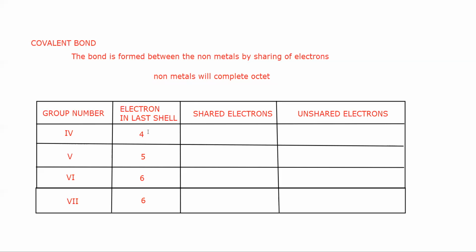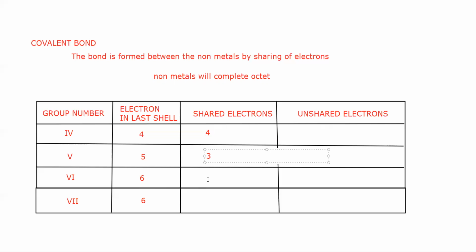So if there are 4 electrons in the last shell, how many does it need to complete the octet? It requires 4 electrons to complete the octet. So the number of electrons which it will share is equal to 4. Same thing, out of 5, how many will it share to complete the octet? Octet means 8. So it will share 3, because 5 plus 3 makes 8.